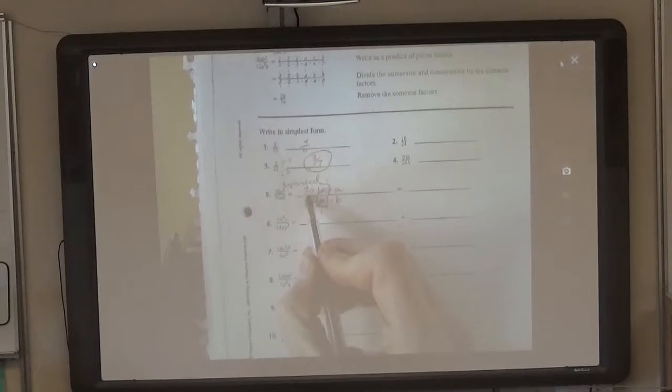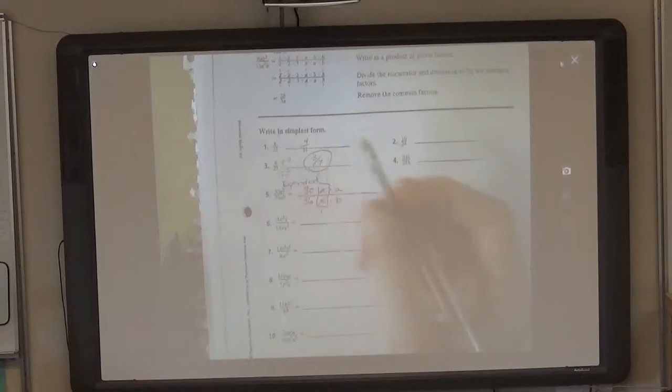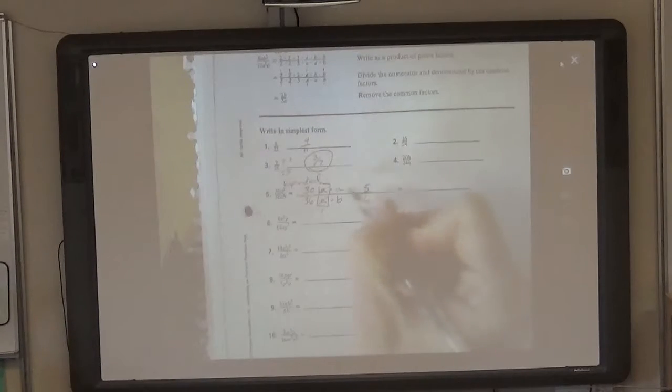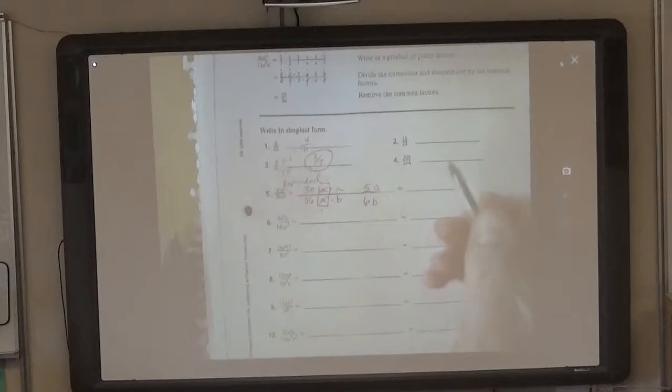30 divided by 5 is 6. Oh, I'm sorry, not the 5s, it's the 6s. Factor out the 6s. 5 and 6. So 30 over 36 is 5 over 6. And what variable is left over? There's an a on the top line and a b on the bottom line. So it's 5 over 6, 5a over 6b.